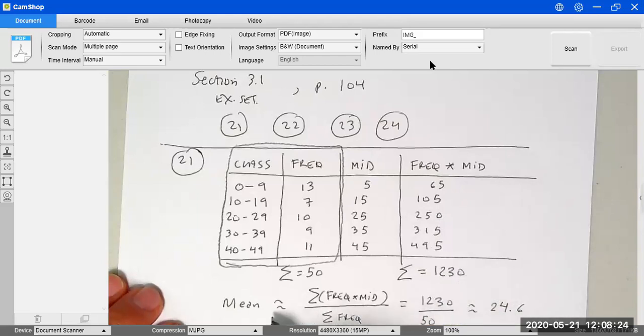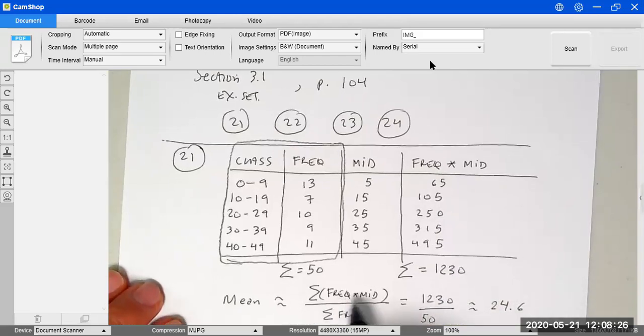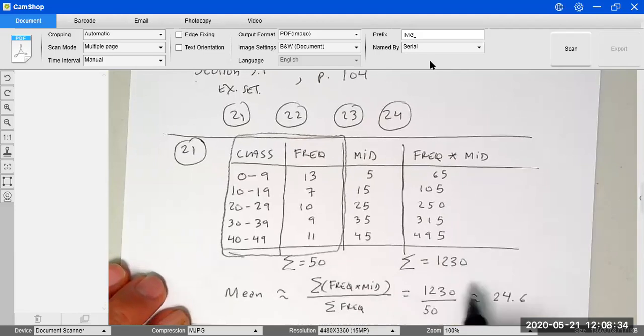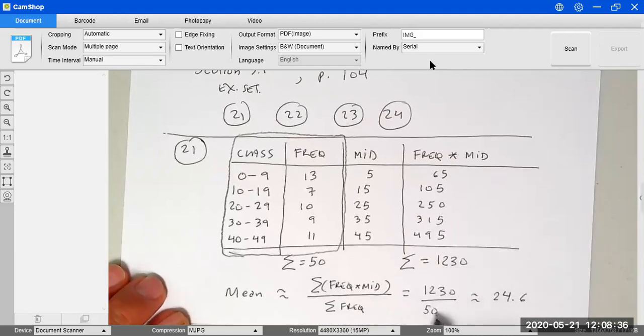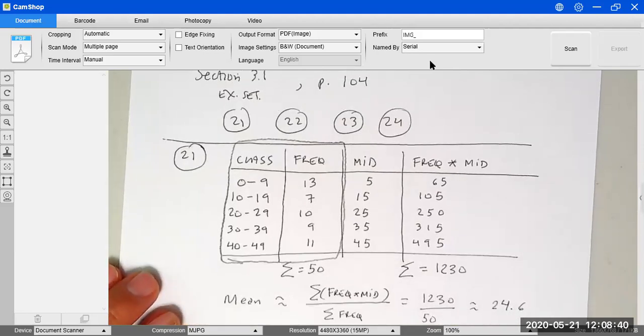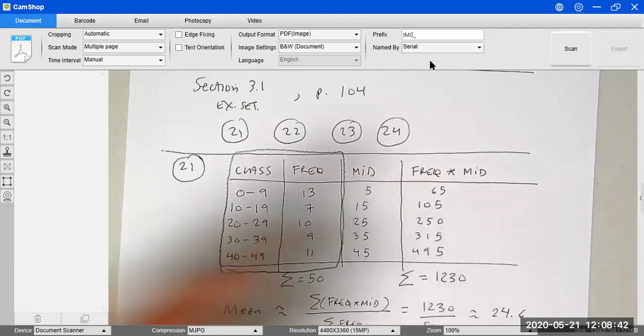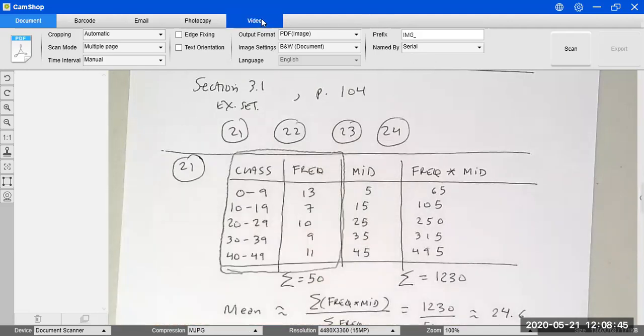So then you apply the formula. The formula is just a fraction, and the numerator is the sum of the products, and the denominator is the sum of the frequencies. So you divide 1230 over 50, and you're going to get 24.6. You can also use this problem to do it by using R in the same way.